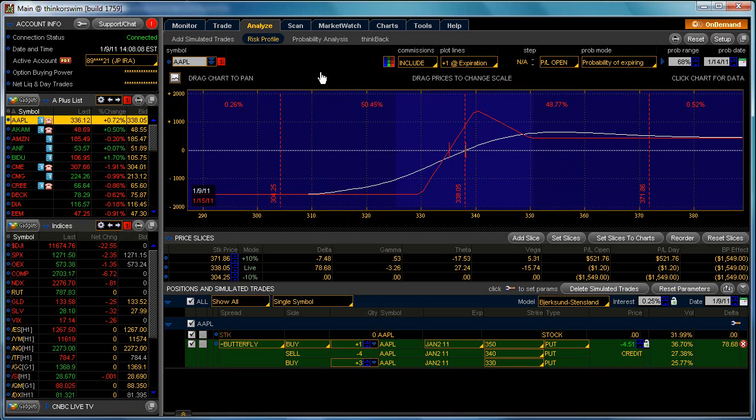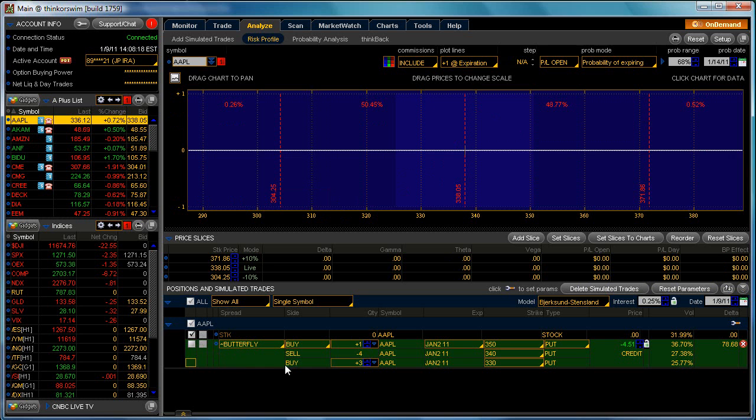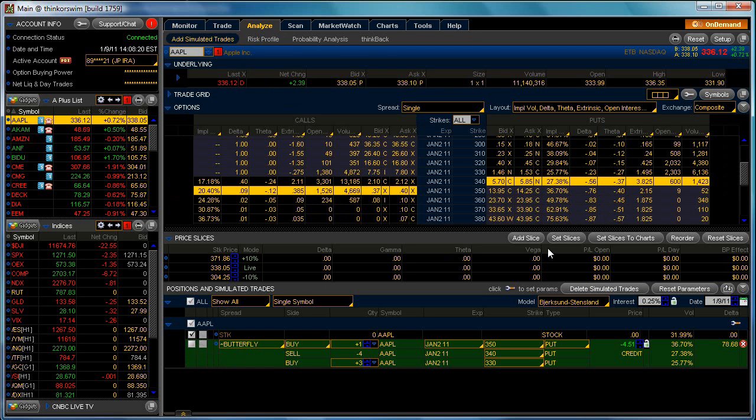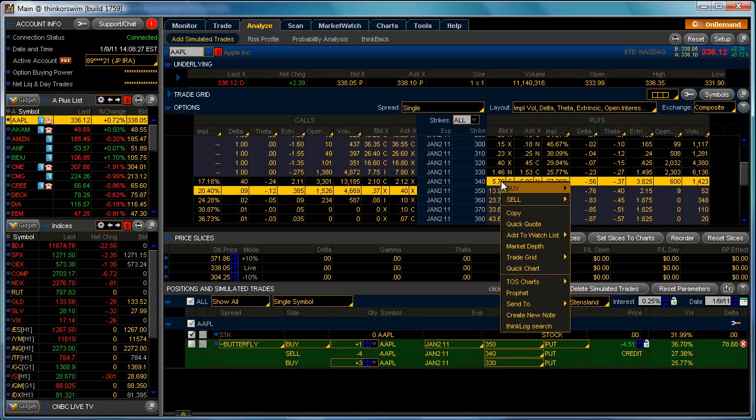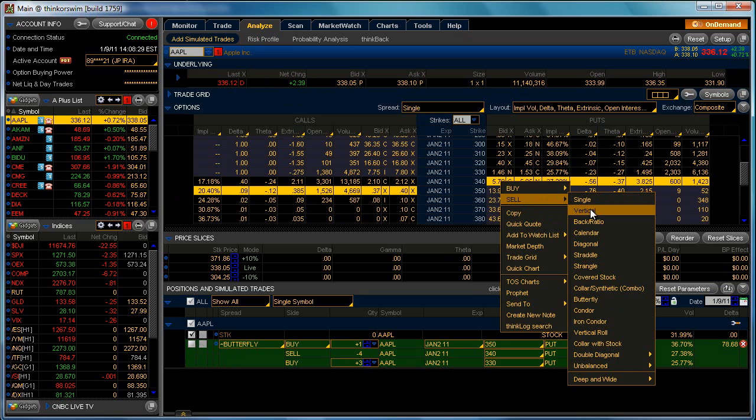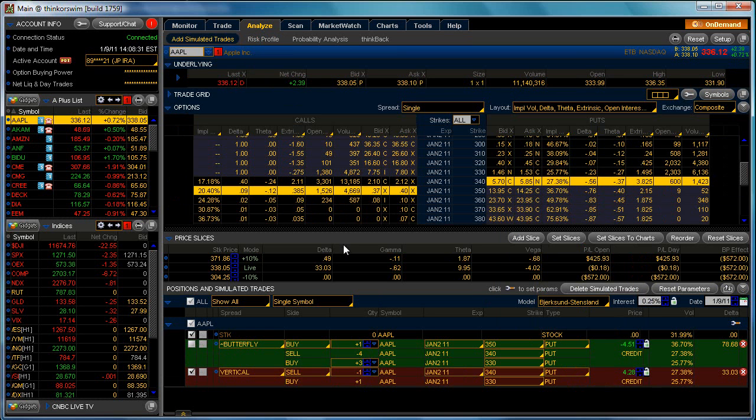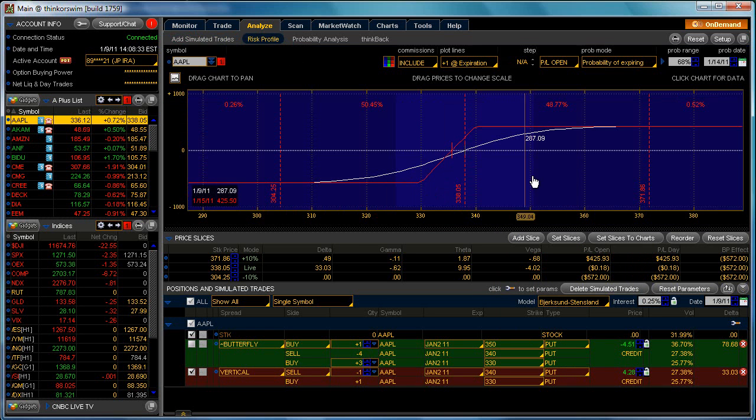I know that some of you are saying, well, this doesn't look a lot different than a credit spread or a debit spread, say at 340. So if we were to do something like that, we'll take a look at it. Let's uncheck this one, and we'll go back to a simulated trade and say that we want to sell a vertical at 340. And we end up with kind of a similar picture.